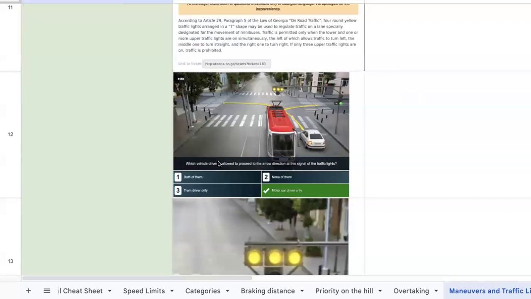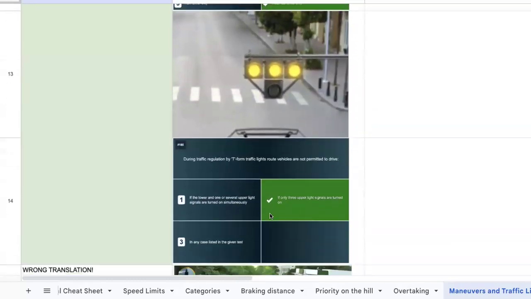So here, which vehicle driver is allowed to proceed in their direction at the signal of the traffic lights? It means that this traffic light is for regular cars, and this one is for the tram, and the tram knows that. So here, this car can go to the left because it's a green arrow, it can go straight and can go right, but the tram cannot go. Maybe because it's green here for pedestrians, so they want pedestrians to come first. Whatever the reason is, the tram cannot go because the bottom light is not lit up.